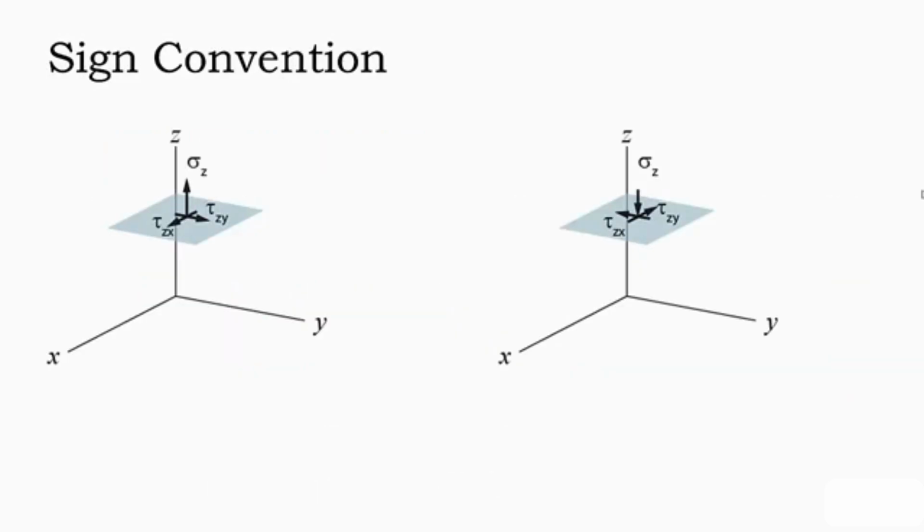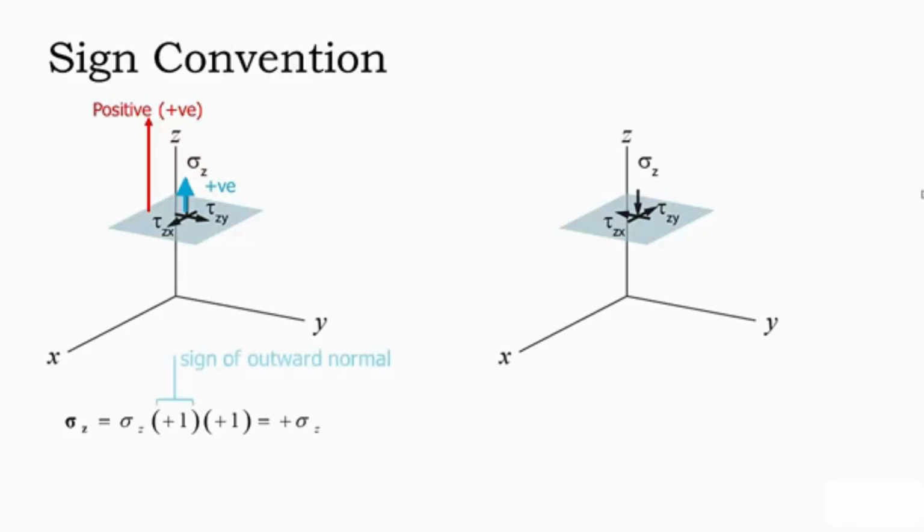Here we see 2 stress states that are the same in direction but opposite in sign. If we look at the stress state on the left, our outward surface normal is in the positive z direction, and our normal stress sigma z has a resultant in the positive z direction as well. So our stress becomes sigma z, magnitude of sigma z, multiplied by positive 1, multiplied by positive 1, which gives us a positive normal stress. Remember, the first positive number is the sign of the outward normal, and the second positive number is the sign of the resultant force. On the right, we have a positive outward normal direction, but our resultant is in the negative direction. So in this case, sigma z would be negative.